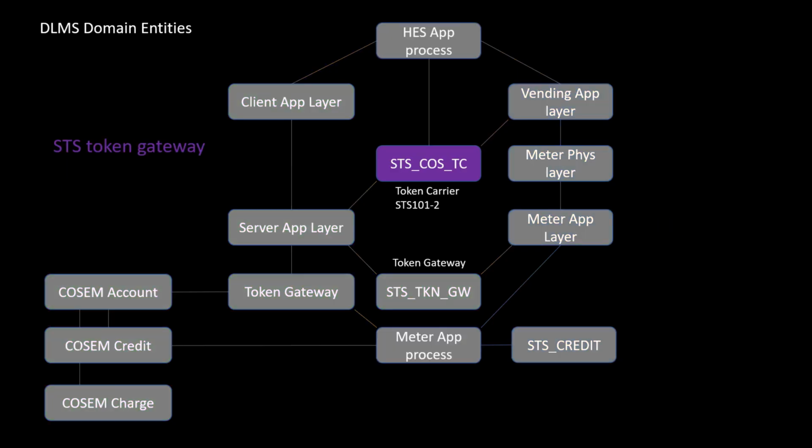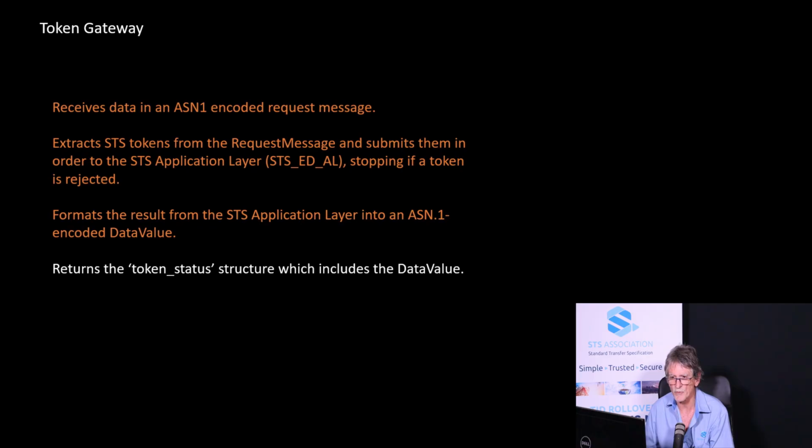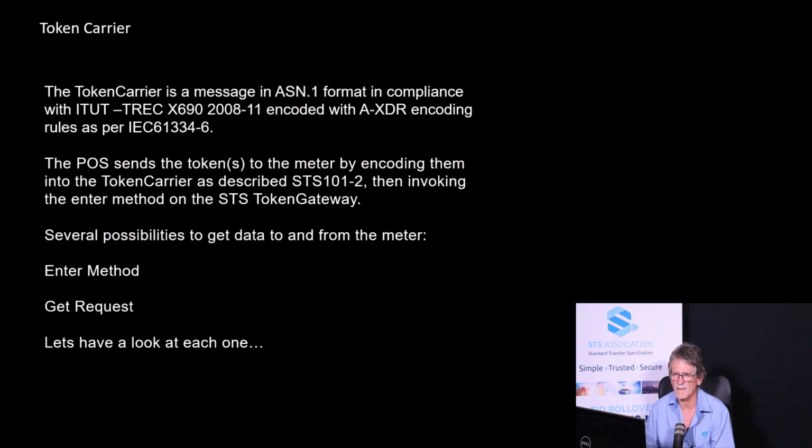Okay, so what we will be focusing on is the STS token gateway, the purple bit in here. The token gateway itself receives the data in an ASN1 encoded request message. It extracts the STS tokens from the request message and submits them in order to the STS application layer, stopping if a token is rejected. It formats the results from the STS application layer into an ASN1 encoded data value and then returns the token status structure, which includes this token data value.